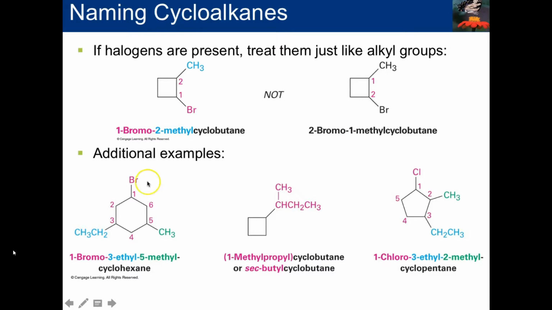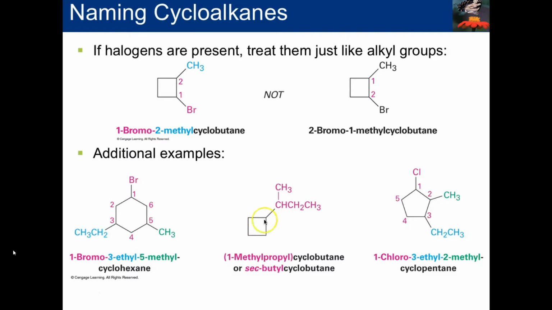Again, we follow the alphabet: bromine, ethyl, methyl, and we will call this 1-bromo-3-ethyl-5-methylcyclohexane rather than other possible combinations. You can call this 2-cyclobutylbutane. I would not mark that incorrect. You could also call it methylpropyl or sec-butylcyclobutane. All of those names would be correct.